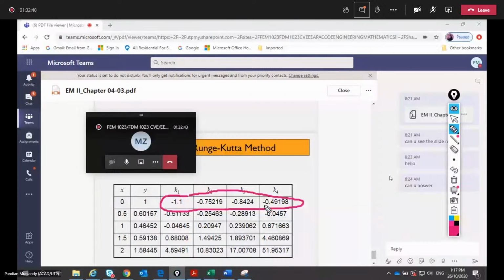0.49198. You may wonder why there are discrepancies in the decimal numbers. As I said, since there are no rules mentioned in the question about the number of decimal places, they take 5 decimal places, 4 up to 5 or maximum 6.